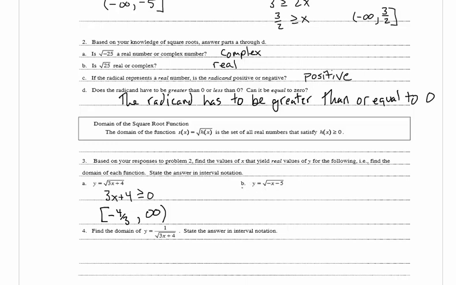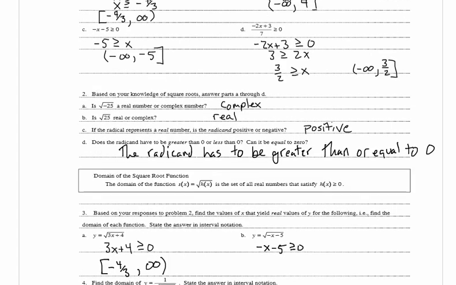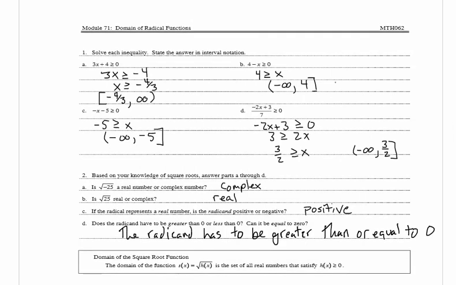In B, we have y is equal to the square root of negative x minus 5, and negative x minus 5 would have to be greater than or equal to 0. And above, we found that negative x minus 5 is greater than or equal to 0 from negative infinity to negative 5.